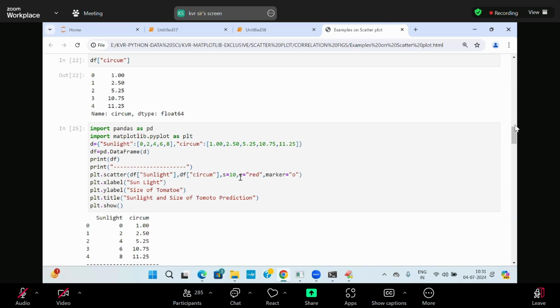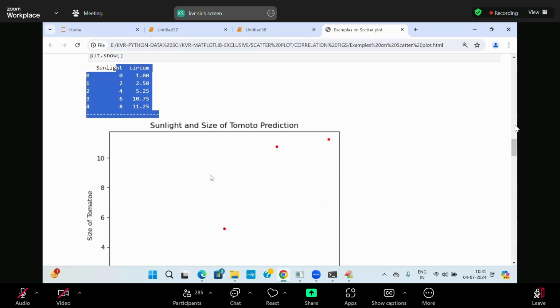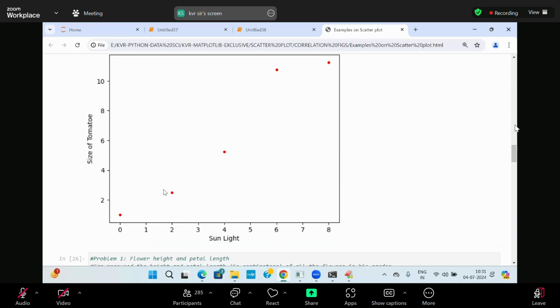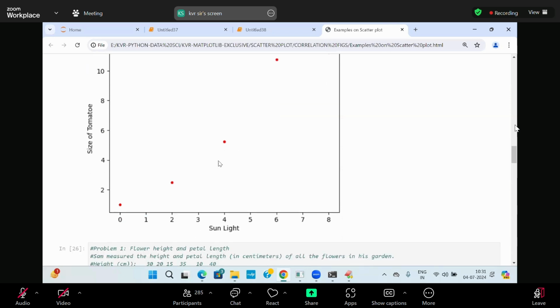s is equal to 10, c is equal to red, tomato is in red, and marker is what? Oh, circle. Tomato is in circle, red. Sunlight in the x label, size of tomato in the y label. Sunlight and size of the tomato is called a title. And plt.show. This is called my data frame. Sunlight is on the X axis, size of tomato on the Y axis, and this is the prediction of sunlight and size of tomato.